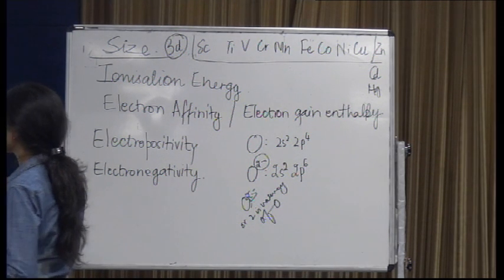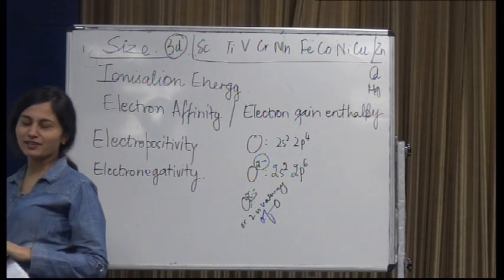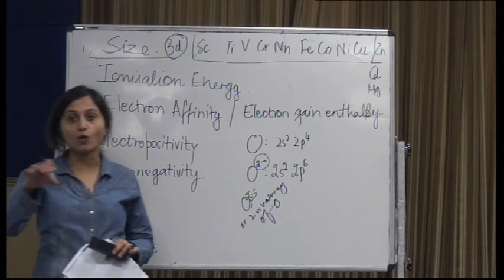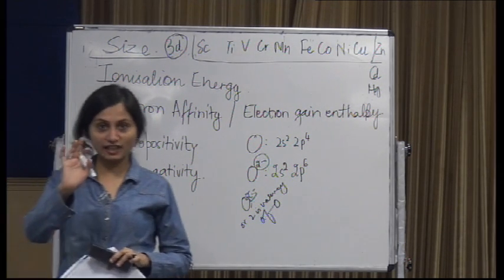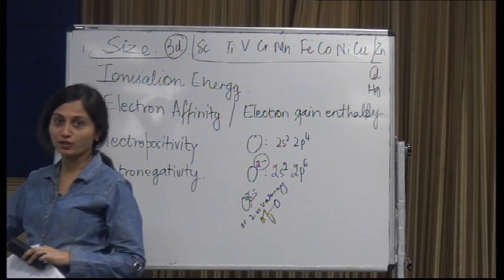How polarizing power affects diagonal relationship is something that comes up when we talk about covalency creeping in. So we'll keep a hold on that question till we go further on. Okay.